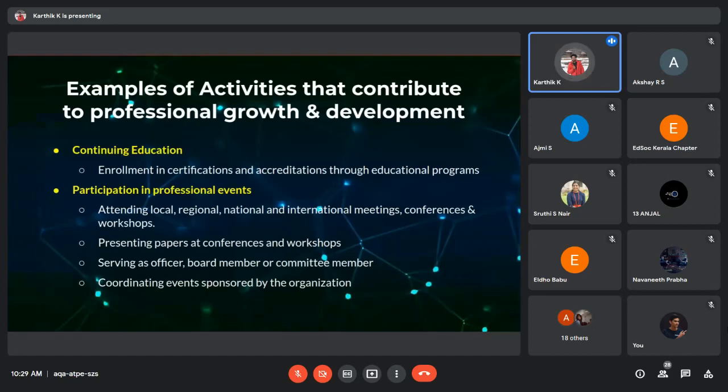Then coordinating events and events sponsored by the organizations. That is the next thing. Okay. Event coordination is really a project management job. If I am using an industrial word, I would say that event coordination is a project management job because it comes with so many aspects.